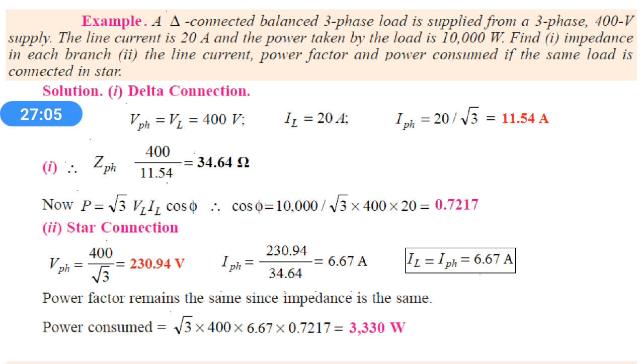The power factor remains same since impedance is the same. So Z phase is same in delta and star connection here. So power factor also remains same. So power consumed in the star connection is root 3 VL IL cos phi. So root 3 into 400 into 6.67 into 0.7217. The answer is 3330 watts or 3.33 kW.